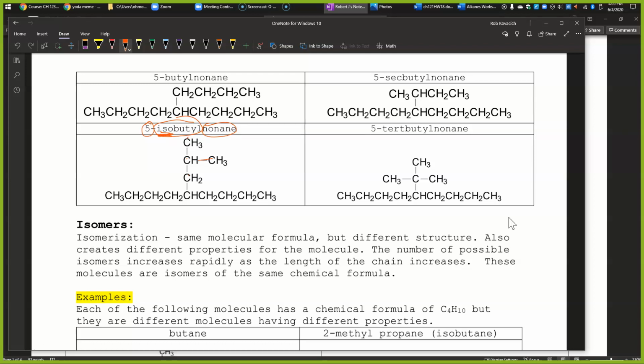Then there's one more way to connect it up. This way is called tert or T-butyl because it's kind of in the shape of a T. So if I've got a 4 carbon side chain connected to 9 carbons, I can connect the 4 carbons up to the 9 carbons 4 different ways. There isn't another way to do it. It's just these 4.